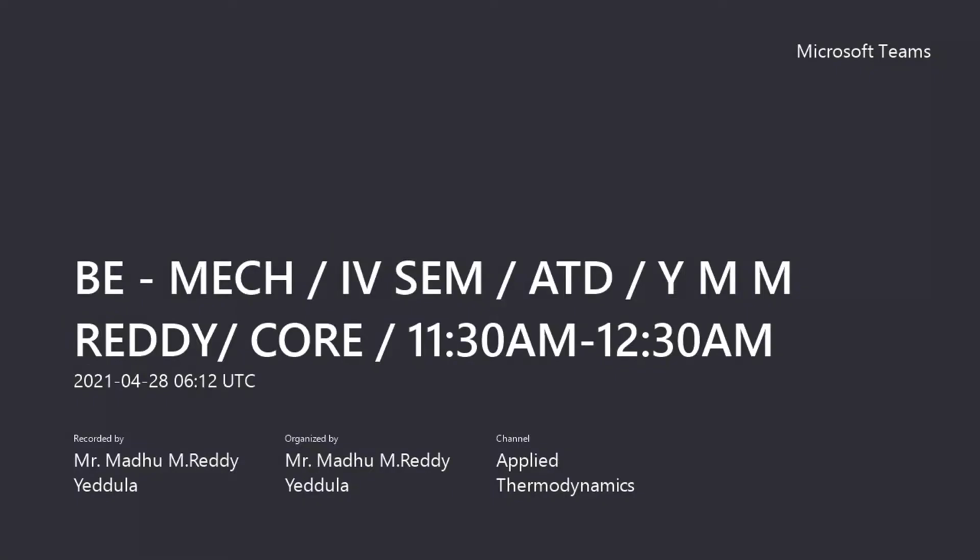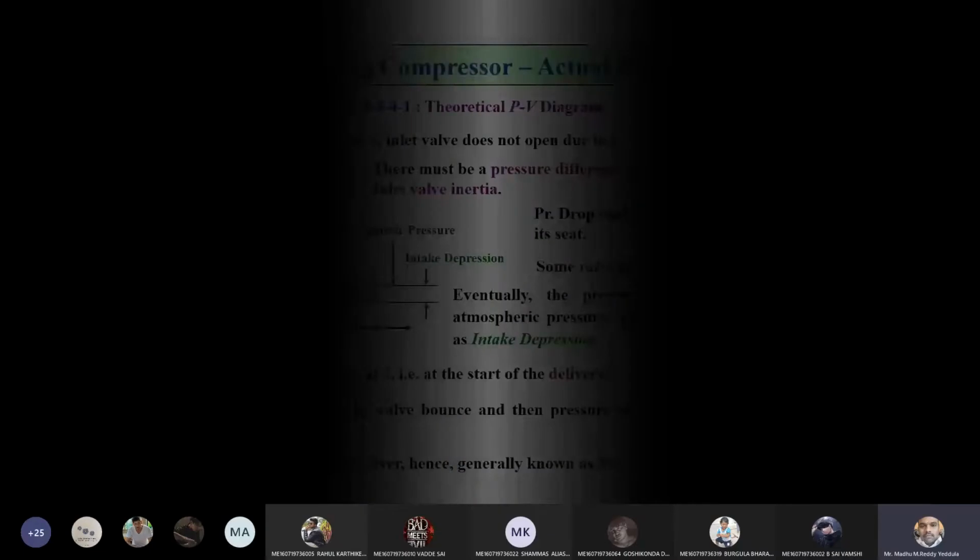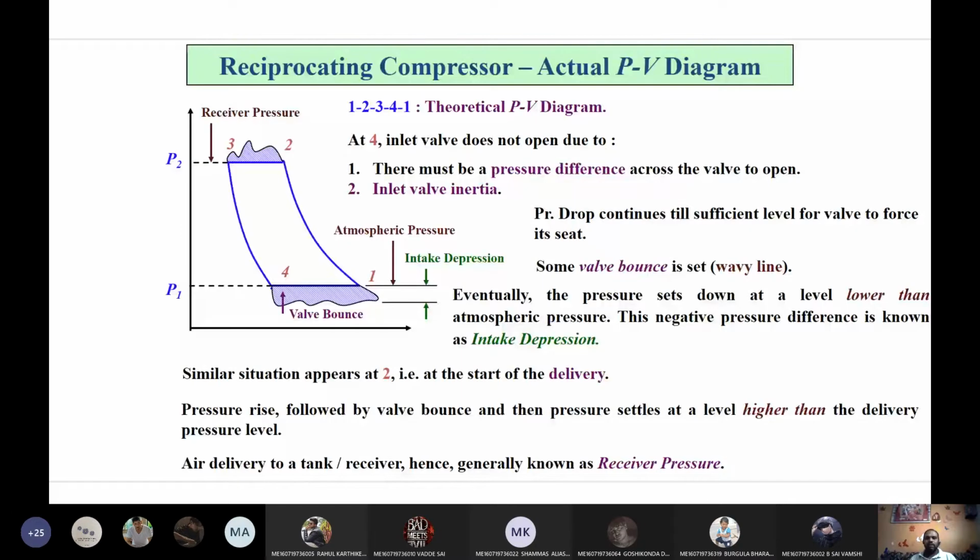So, the actual PV diagram for the reciprocating air compressor. Okay, so far we discussed the theoretical PV diagram.